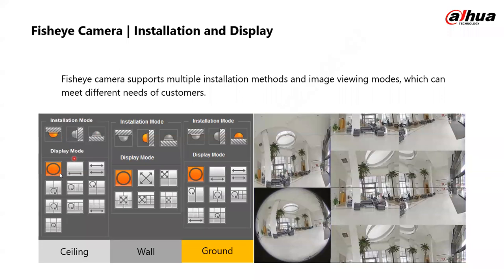And the displays for each: the default one shows this. Then you can alter the images by using preset views. Let's say, for example, in this case, you have one circular view. You can choose one circular view plus other corrected images on the other end. For the wall mount, we have these display modes and the installation mount mode, and again the display images that can be corrected. For the ground mount, it's the same case again.